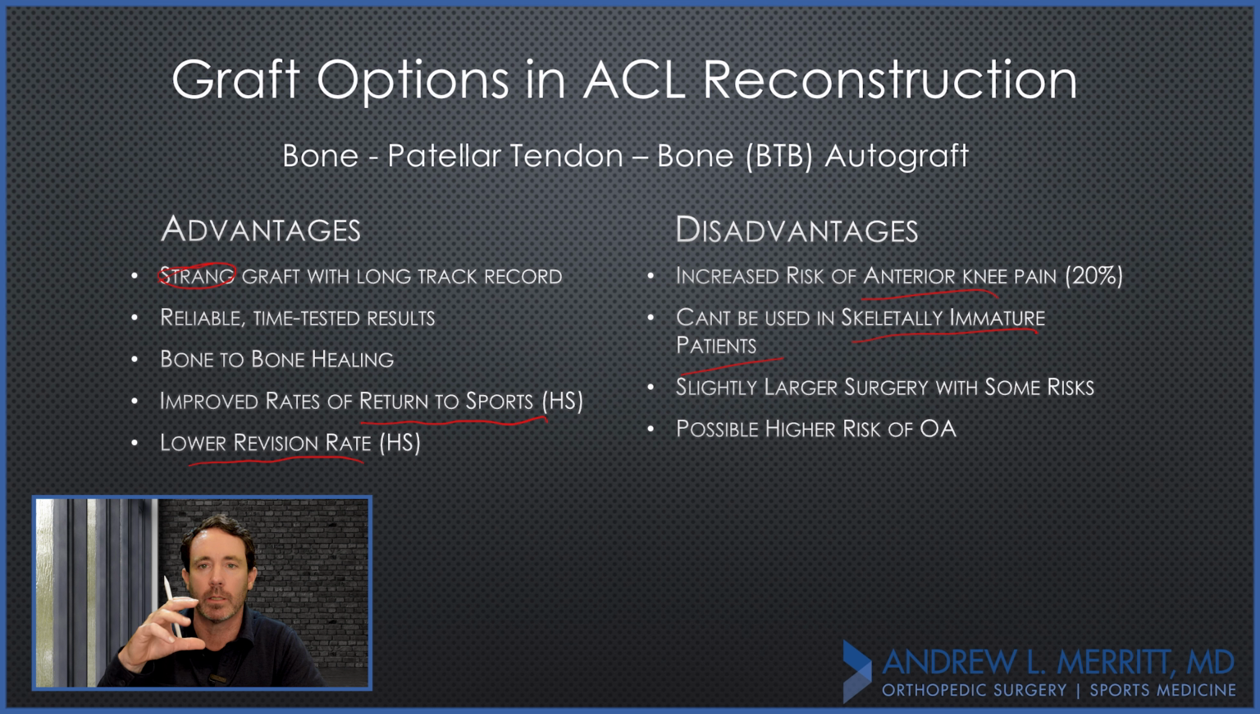And so we can't put bone graft through the tunnels of an ACL in a skeletally immature patient. So if you're not done growing yet, this isn't an option for you. A little bit of a larger surgery, usually more pain, a little bit more time, difficulty recovering compared to hamstring grafts, and possible higher risk of OA. OA is osteoarthritis. So people have associated getting this type of graft, even though it's higher function return to sports, even though it's a nice tried and true graft, possibly a higher rate of when you're older having arthritis that eventually needs a knee replacement.